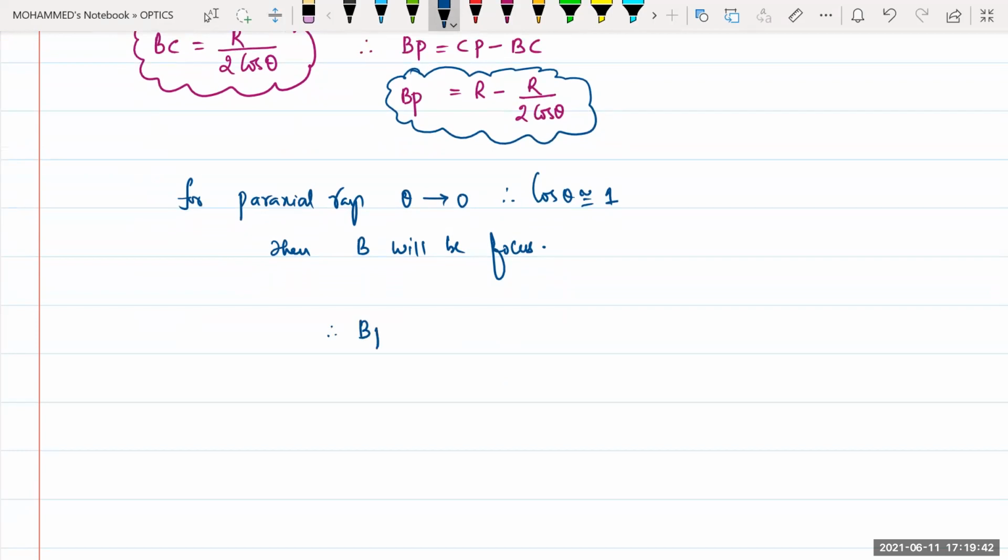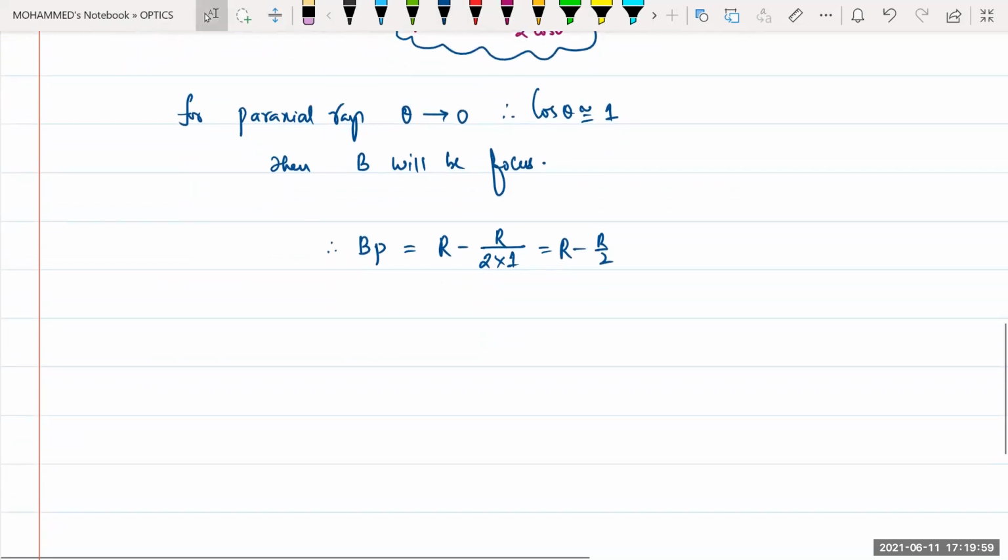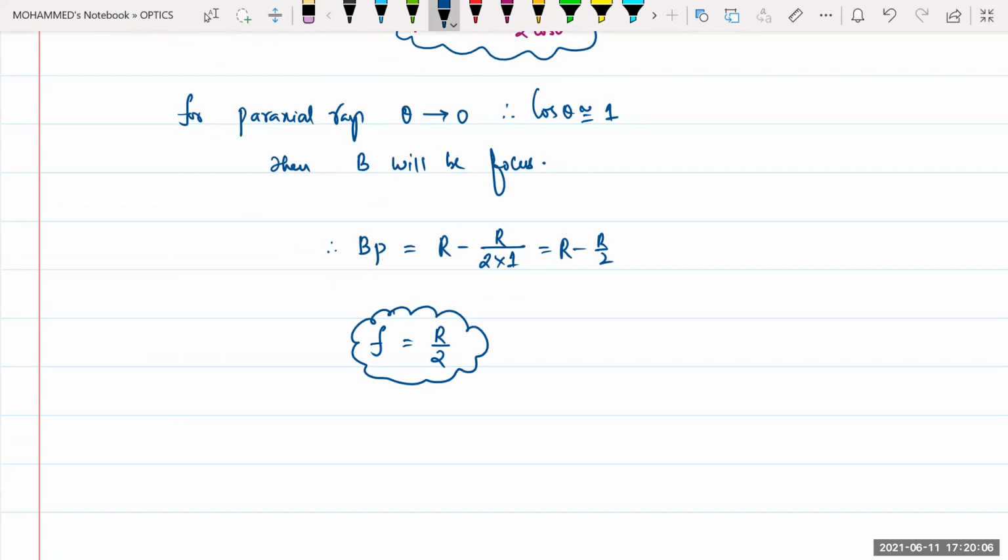Therefore, this point BP will be equal to R minus R by 2 into cos theta. The value of cos theta is how much? 1. So this value will become R minus R by 2, that is 1 minus 1 by 2, which will be equal to R by 2. So now this focal length will be equal to R by 2. So the relation between the focal length and the radius of curvature is R by 2. Our radius of curvature is equal to 2 times the focal length. This is applicable only for the paraxial rays.